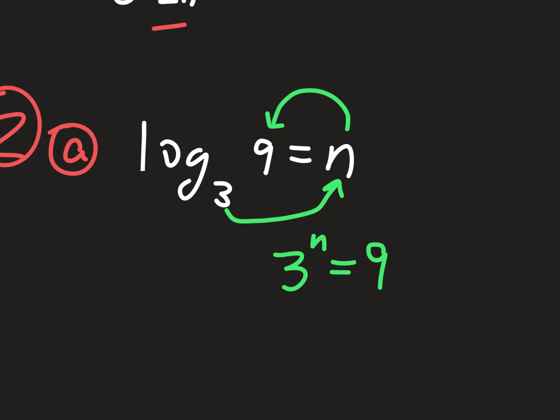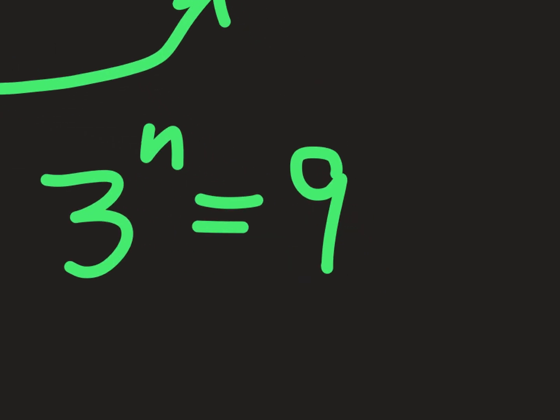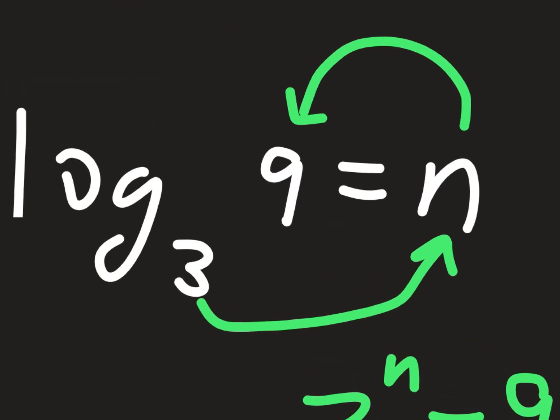Okay. So, what's this good for? Well, I can do it in my head then. I can go 3 to the 2 is 9, so n must be 2. What's this good for? You could type it in a calculator if you had a calculator, and you could get the answer that way. And n is alone. That's what it's good for. Okay. All right, moving on.